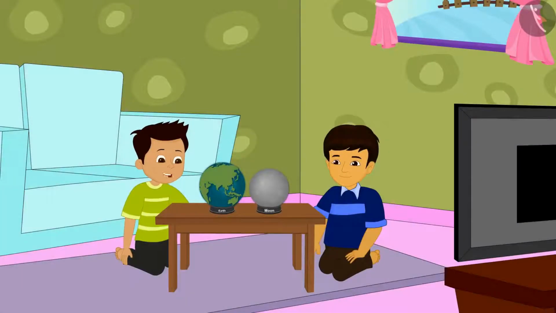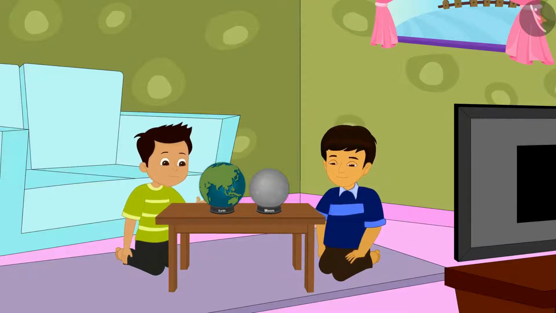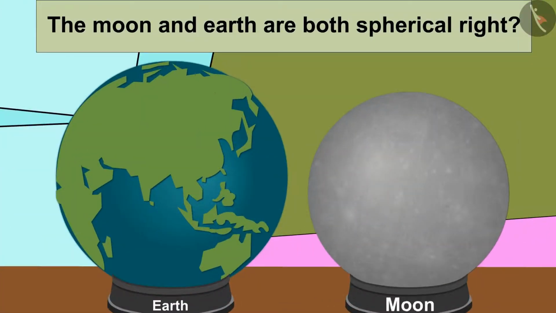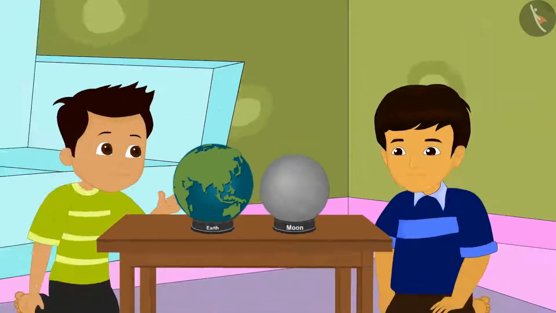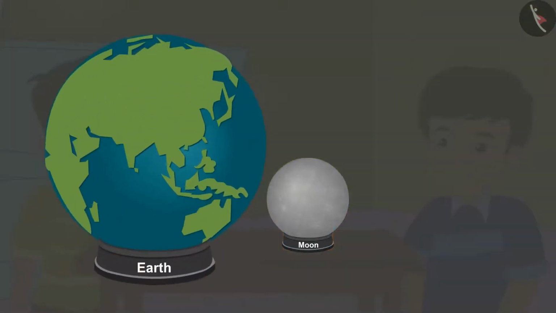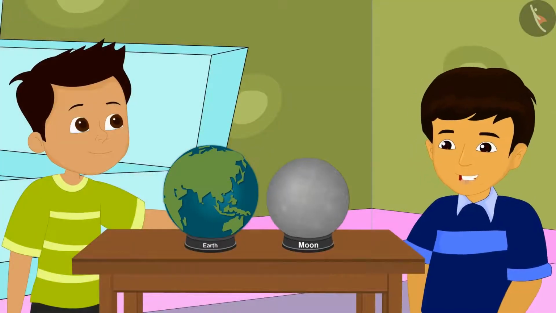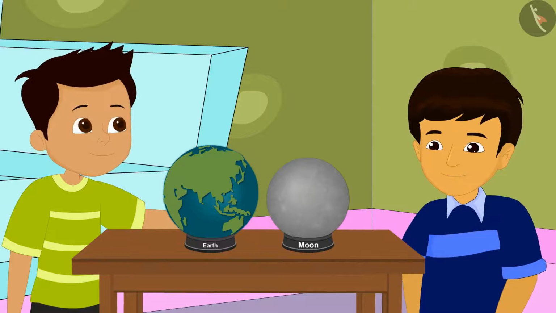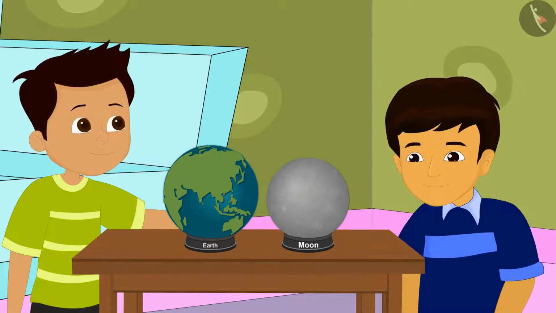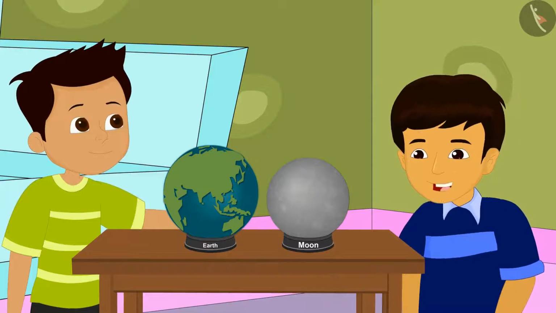You have made very beautiful models of the moon and the earth. The moon and earth are both spherical, right? Yes, Thomas. But Manas, have you used more clay to make the model of the earth or to make the model of the moon? I don't know, Thomas. Why don't we find the answer to this through mathematics? That means it's math time!